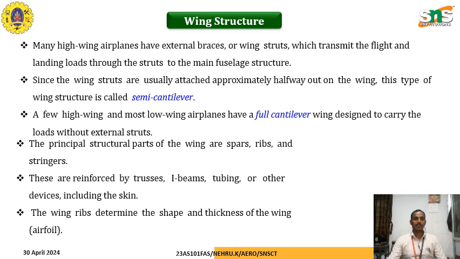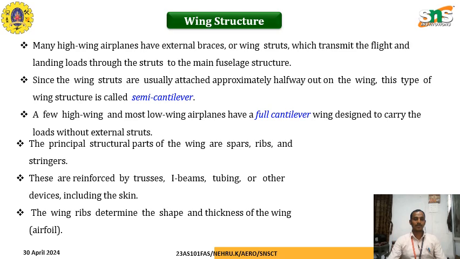Many high wing airplanes have external braces or wing struts, which transmit the flight and landing loads through the struts to the main fuselage structure. Since the wing struts are usually attached approximately halfway out on the wings, this type of wing structure is called semi-cantilever. A few high wing and most low wing airplanes have a full cantilever wing design to carry the loads without external struts. The principal structural parts of the wings are spars, ribs, and stringers.